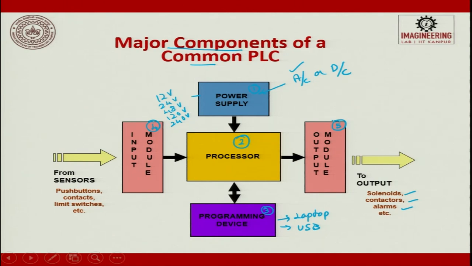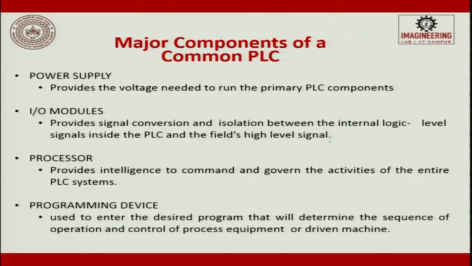So, the PLC will be attached in a CNC machine, PLC will be attached to the drives. For example, switching on a motor, switching off a motor, all the miscellaneous commands whatever we use will be actuated by this output module. The power supply provides the voltage needed to run the primary PLC components. Input output modules provide signal conversion and isolation between the internal logic level signals inside the PLC and the field high level signals. So, input output devices are basically for in and out.